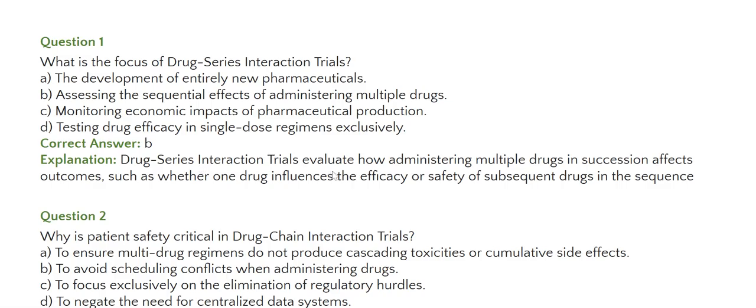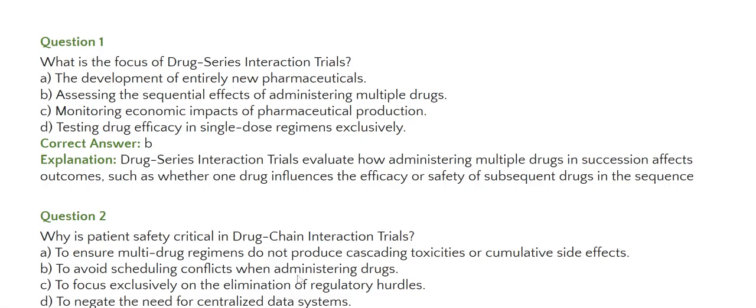Drug series interaction trials evaluate how administering multiple drugs in succession affects outcomes, such as whether one drug influences the efficacy or safety of subsequent drugs in the sequence. Question two: why is patient safety critical in drug chain interaction trials? Patient safety is critical in any kind of trial, not only in drug chain interaction trials. So, A, to ensure multi-drug regimens do not produce cascading toxicities or cumulative side effects.